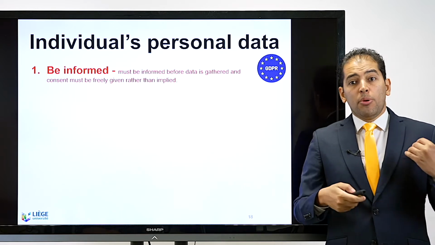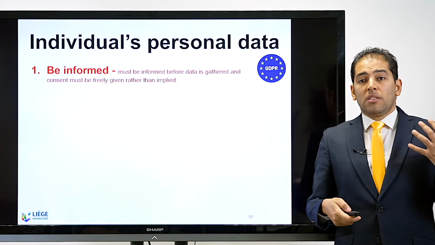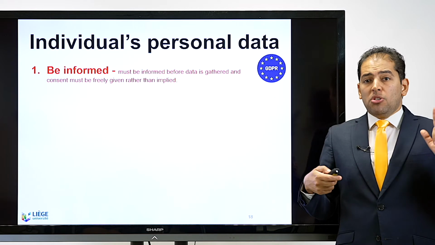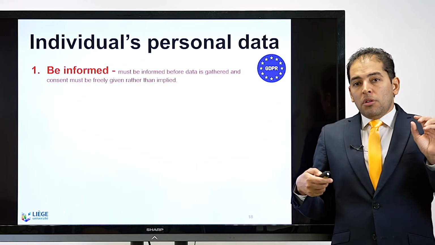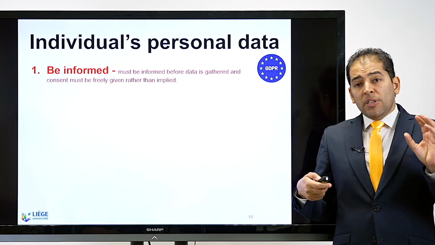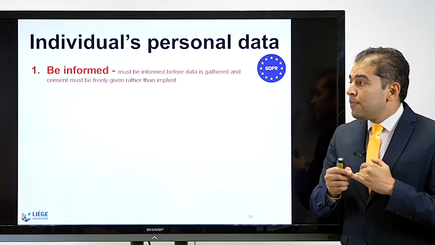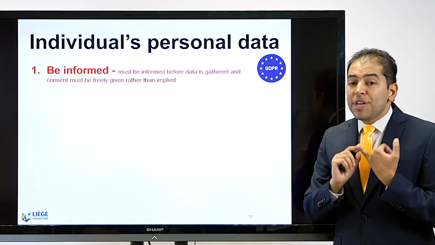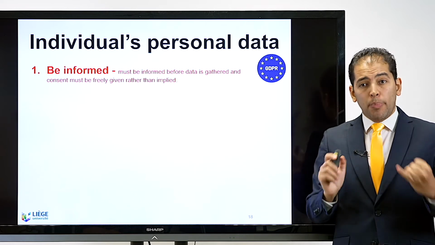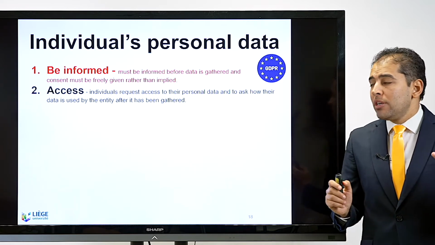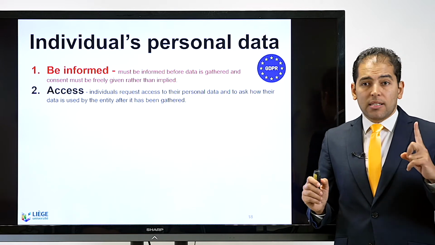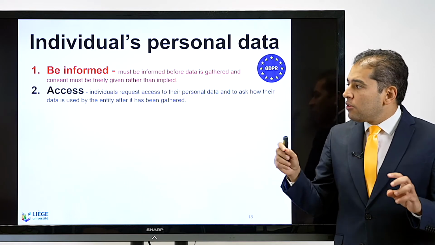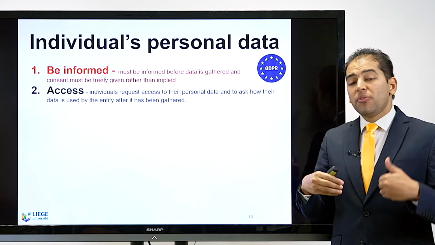And when we talk about personal data, what should we do as scientists who are working with individuals as subjects? We need first of all to inform them. The person that will be used as a subject in the data processing needs to be informed before the data is gathered, and consent must be freely given rather than implied. So this is the first rule. The second rule, when I'm involving an individual, is access. Individuals can request access to their personal data, and they can ask how their data is used by the entity after it has been gathered.